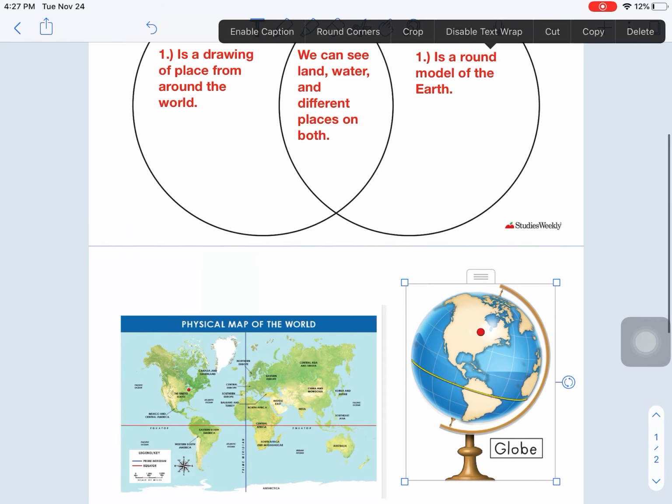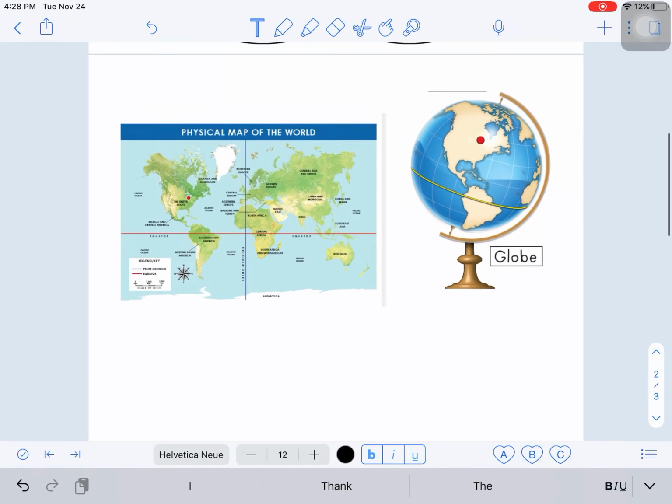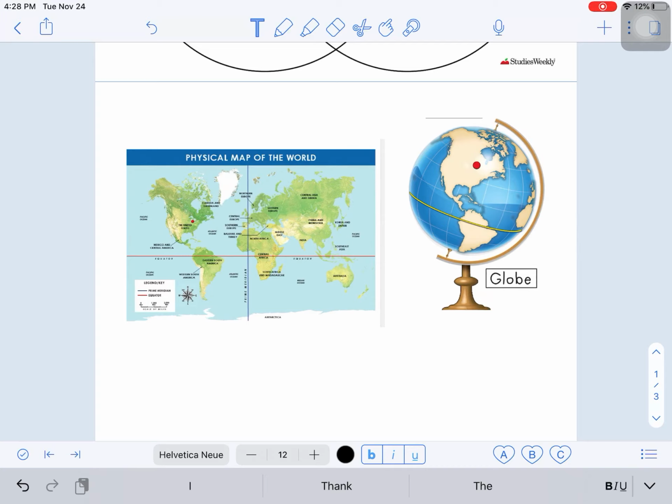So take a look at this picture here. I have a globe on one side and I have a map on the other side here. Do you see things that are the same about these, and do you see things that are different? If you need a second to think, you can pause the video. Think about what is the same about a globe and a map and what is different about them.